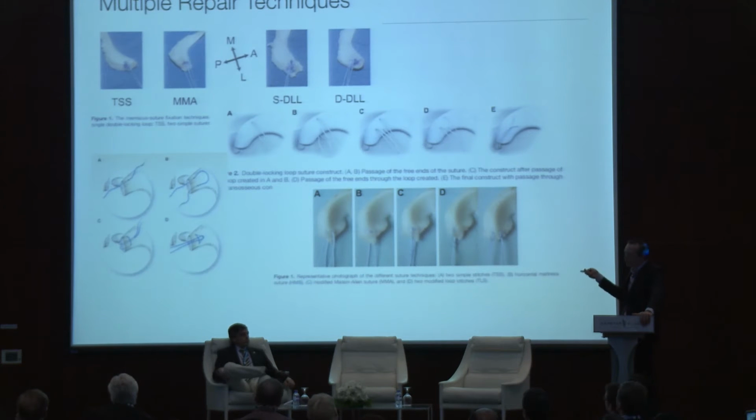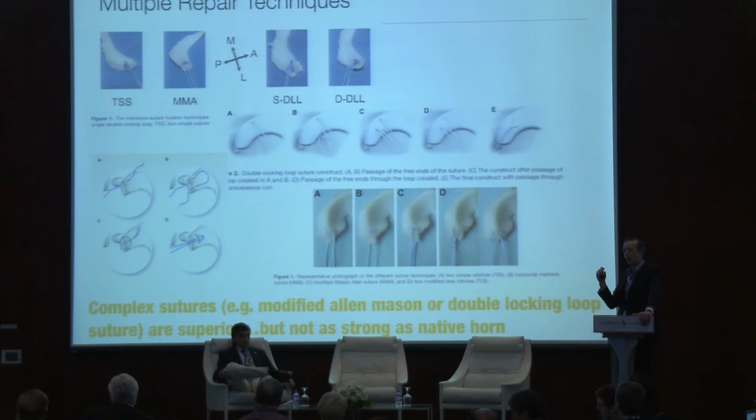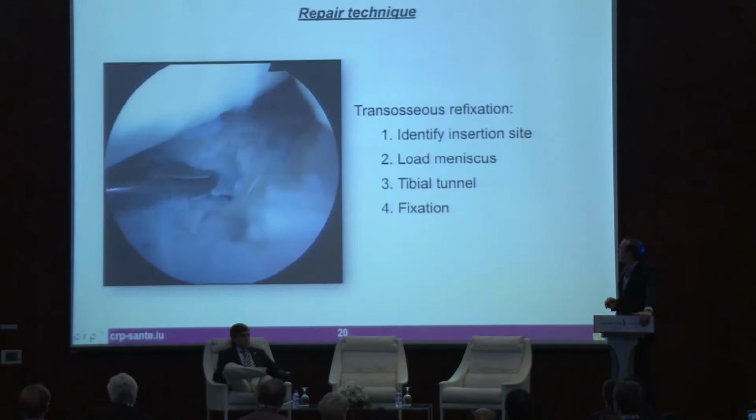What we see on average in all of these repairs is that it's technically not so easy, and the more complex type of suture you use, for example a modified Allen Mason or a double loop suture, the superior it is. But they're never as strong as a native horn. So if you have a top-notch player with a meniscus root tear, we can improve him versus the pre-op injury situation, but you can't make him completely normal again. Very important to understand. So that is actually a very tough lesion to treat.